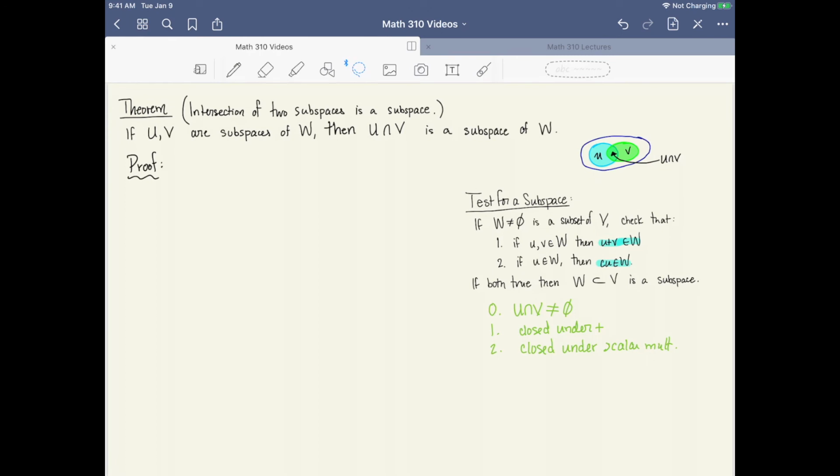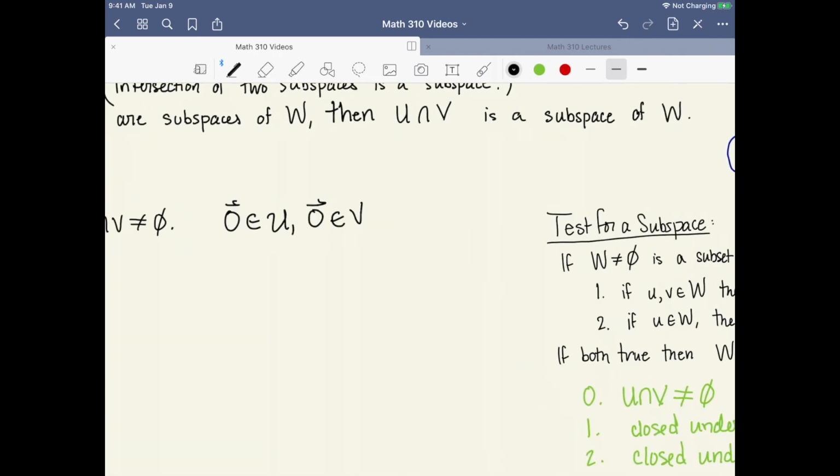Okay, first it's easy to see that the intersection of these 2 subspaces, U and V, is not empty. You simply have to note that because U and V are on their own subspaces of W, they both contain the 0 vector. So the 0 vector is in U, and the 0 vector is in V, and so that means that the 0 vector is in U intersect V, because it belongs to both of those sets.